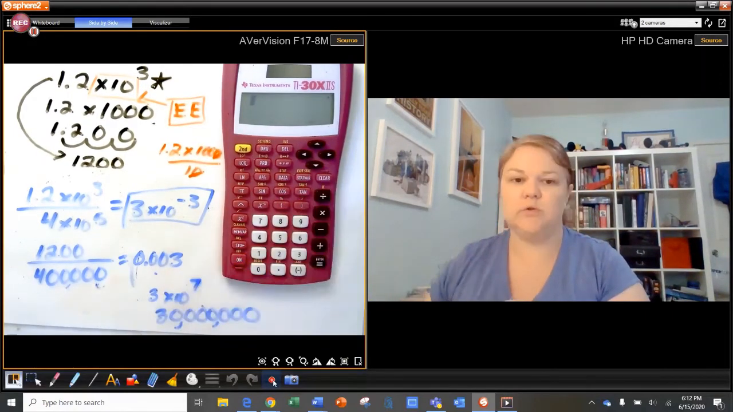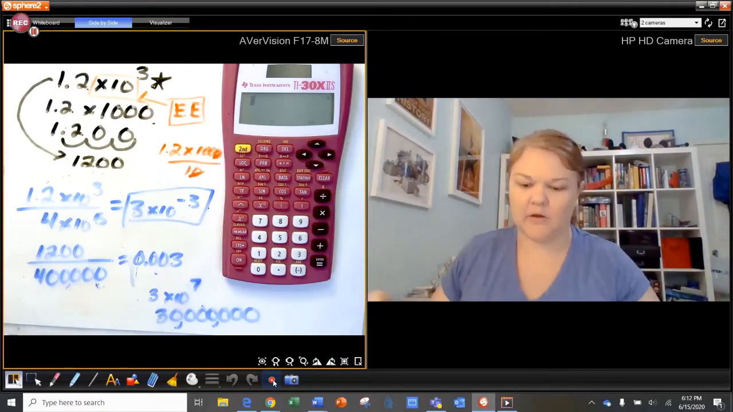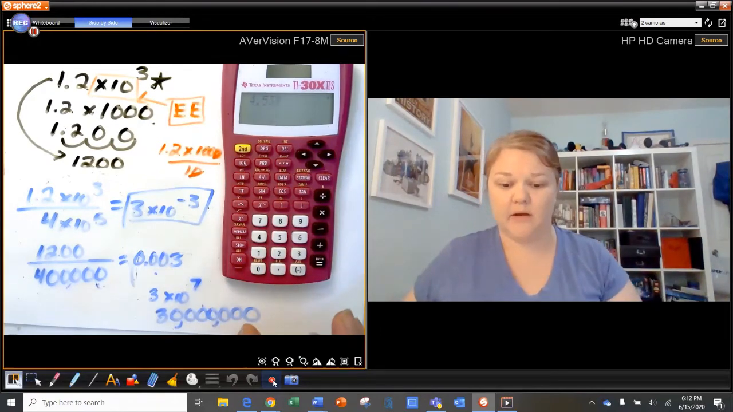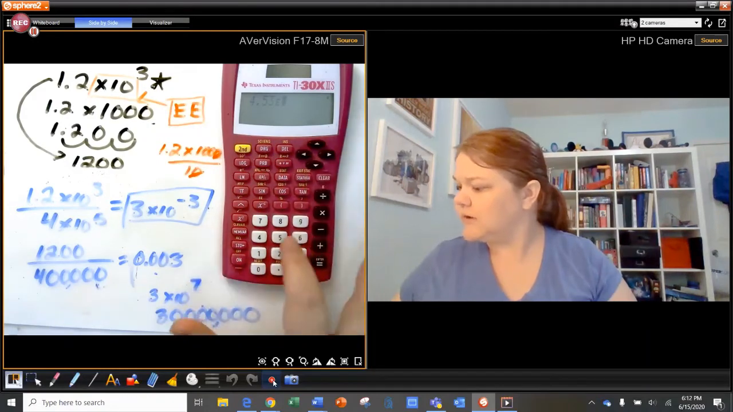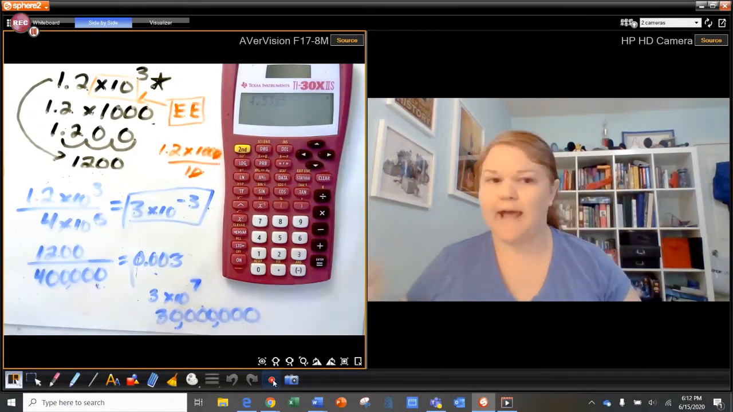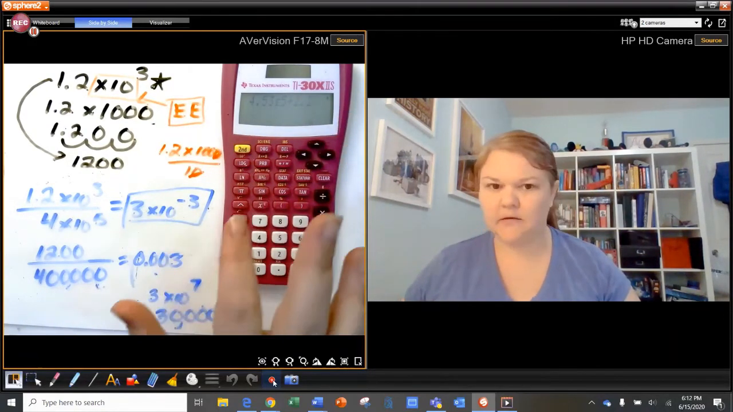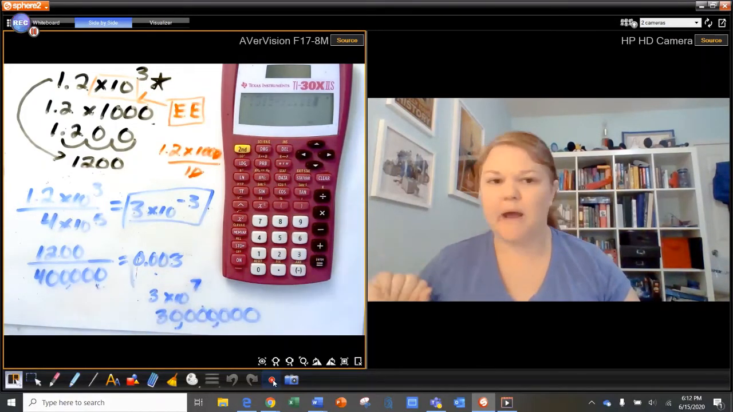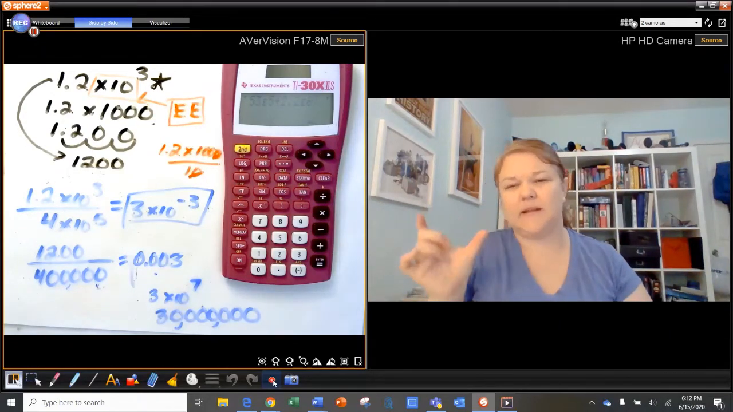Alright, let's do one more. I'll do one from the assignment. I'll do the first one. So we got 4.53. So this is on the second page, number 21. Times 10 to the fifth. So I put in my first number. I want to add. And I want 2.2 times 10, there's my E, to the 6th power. Okay? So I'm doing something to the 5th power and something to the 6th power.